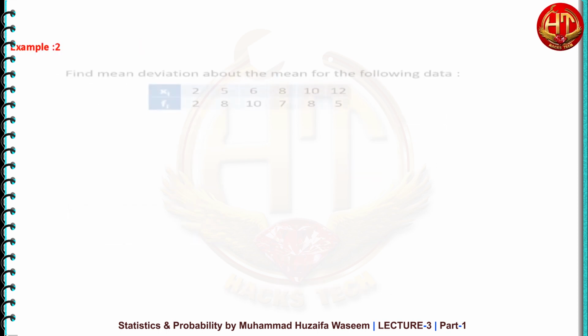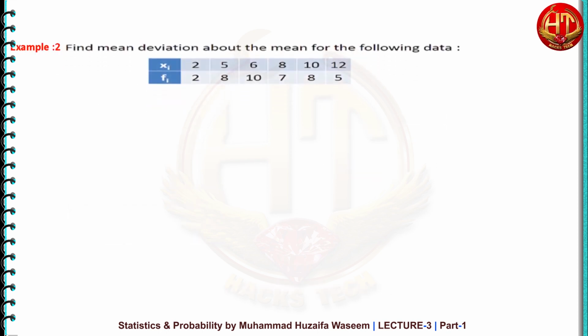Another example. Find the mean deviation about the mean for the following data. You are given values with their corresponding frequencies. It means that you are given grouped data, and you have to calculate the mean deviation about the mean for the grouped data. So how can you calculate it? This is the formula for mean deviation about the mean for grouped data.